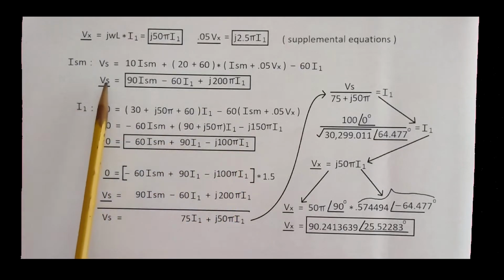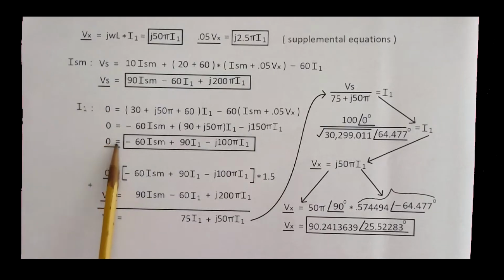And we're going to add Vs with 0. Again, we're going to multiply by 1.5, so our supermesh value will cancel out. Some simple addition, and we have Vs is equal to, in a rectangular format.